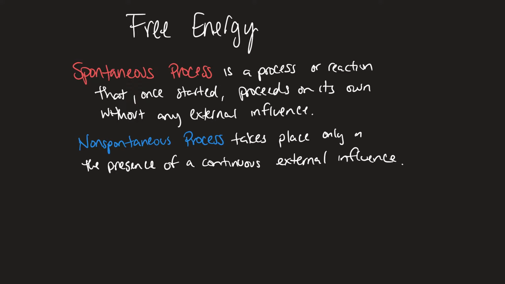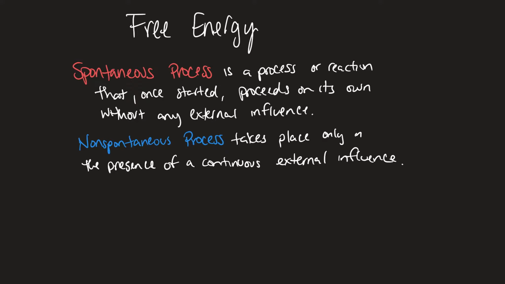For example, if you're burning a candle wick, once you get the flame going, you don't need to do anything else for the wick to continue to burn. So that process is a spontaneous process. And then a non-spontaneous process is something that always needs an external influence for the process to continue to take place. That's the big thing on that one.